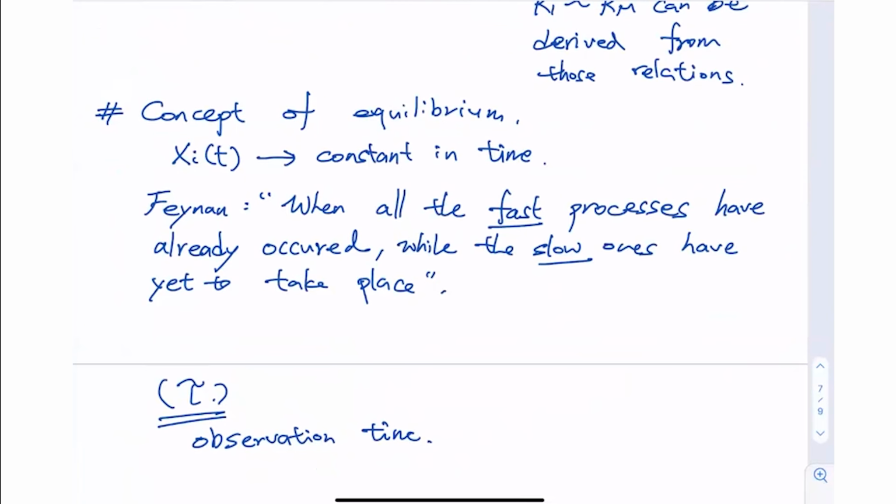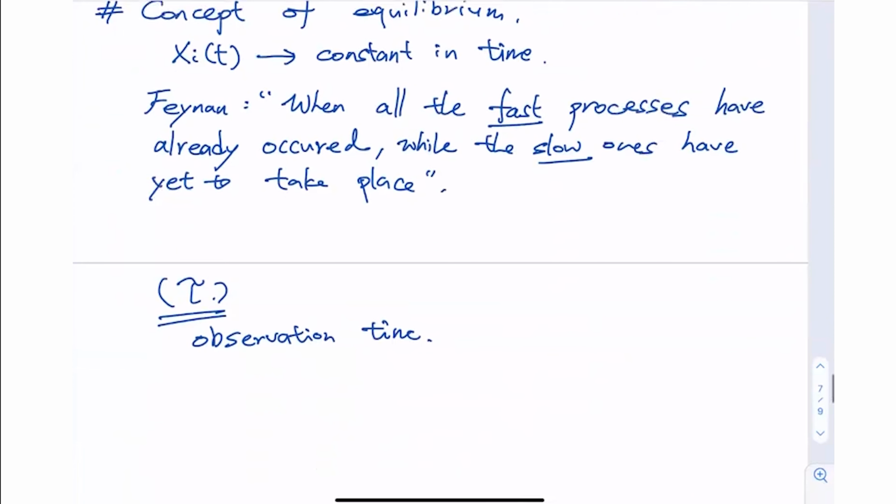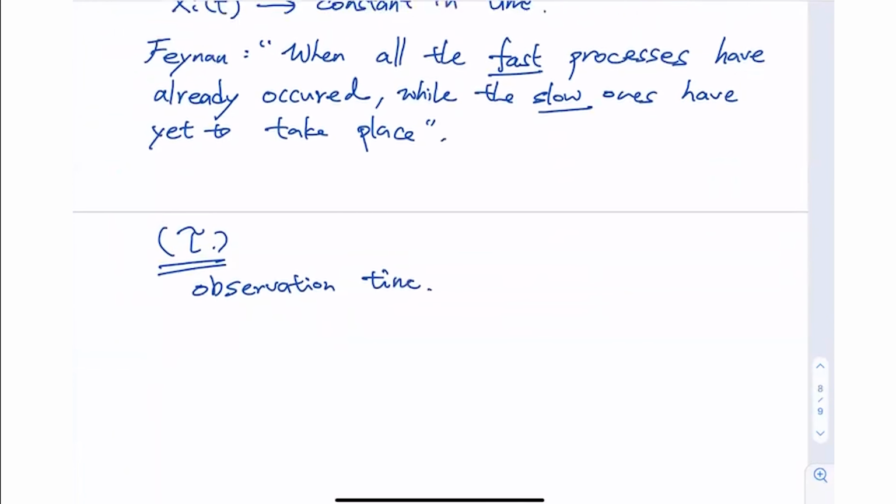Okay, if not, I'll continue. So now we have a rough idea that the definition of equilibrium should be accompanied by the observation time. But for pedagogical reasons, usually we don't specify this observation time, assuming that we know what the equilibrium configuration is.